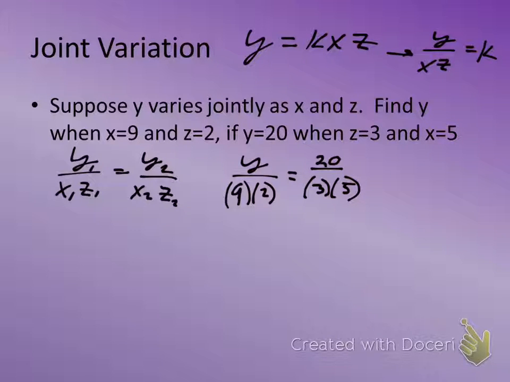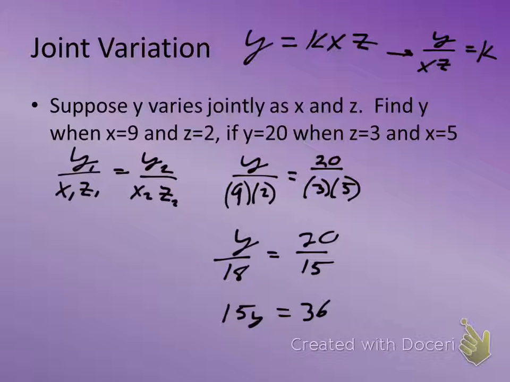Okay, from there you clean it up a little bit. So 9 times 2 gives you 18, which gives you 20, 15. I actually just cross multiplied this one out right here. You can reduce if you'd like, but you're going to have to eventually cross multiply anyhow and still divide. So I went 15y equals 360 and divided by 15.